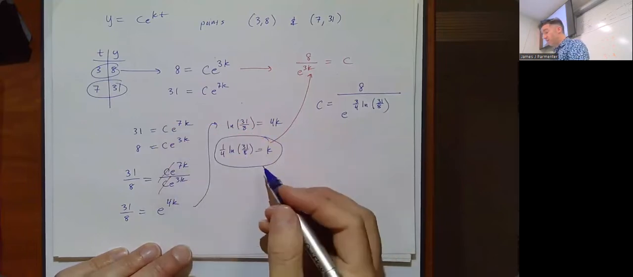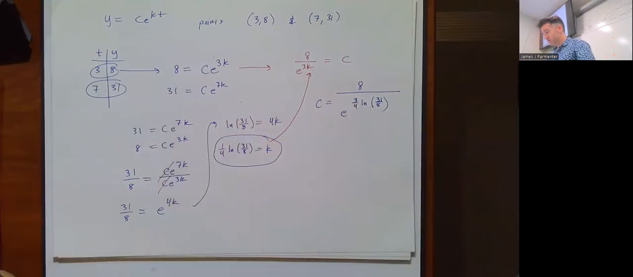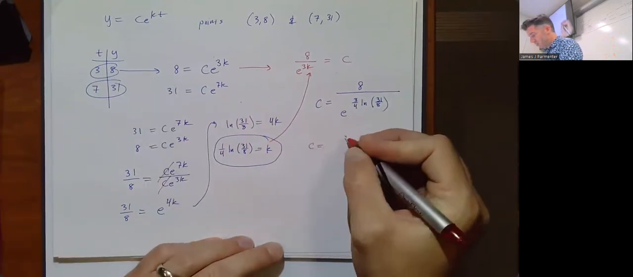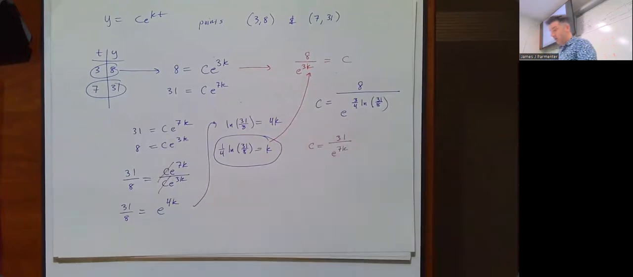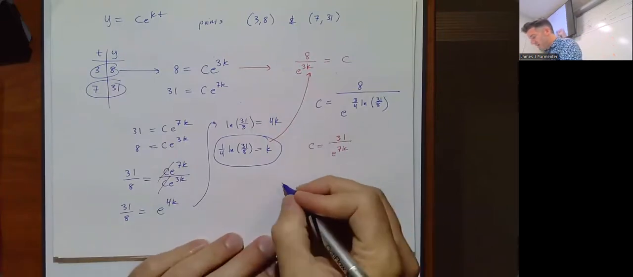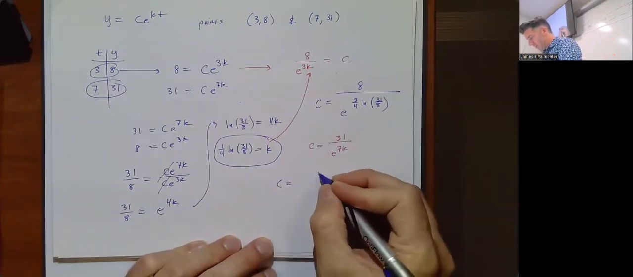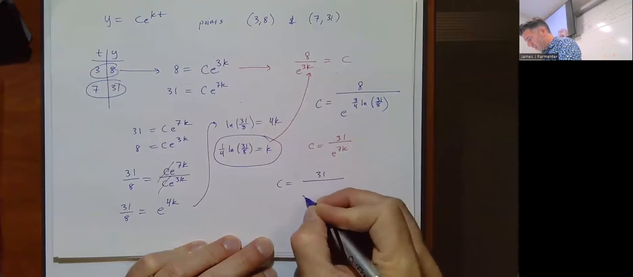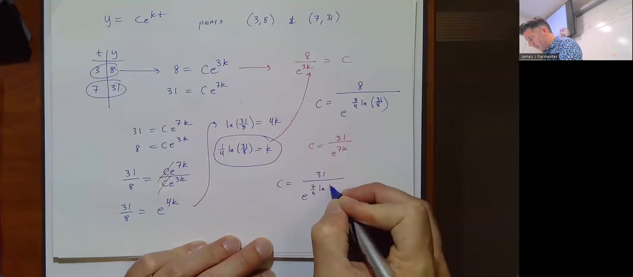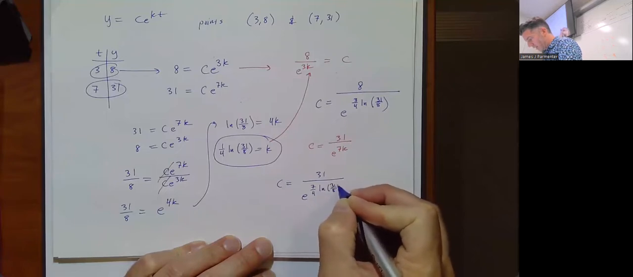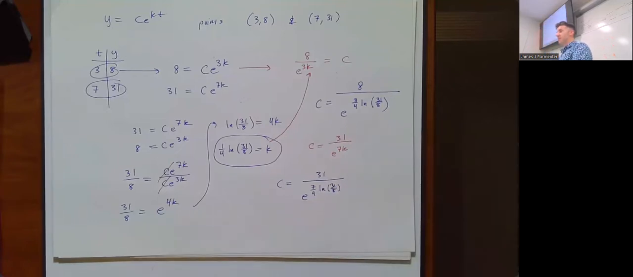Or if you use the other one, you would have c equal to 31 over e to the 7k. And if you plug that in, you would get c equal to 31 over e to the 7 times all that. So 7/4 natural log of 31/8. And I promise you, these numbers are exactly the same. They don't look very much the same, but they are exactly the same. Kind of bonkers that they're exactly the same, but they are.